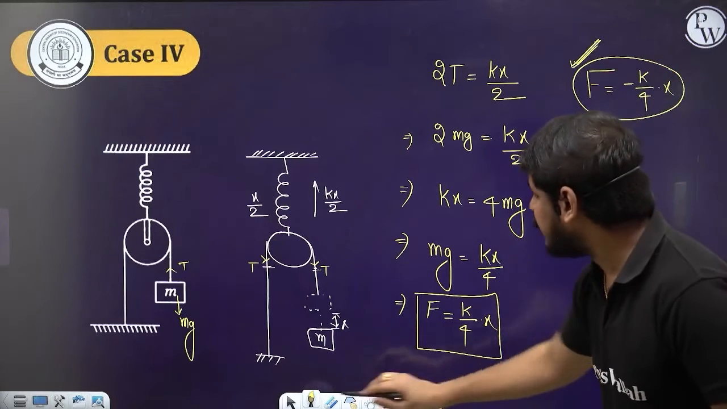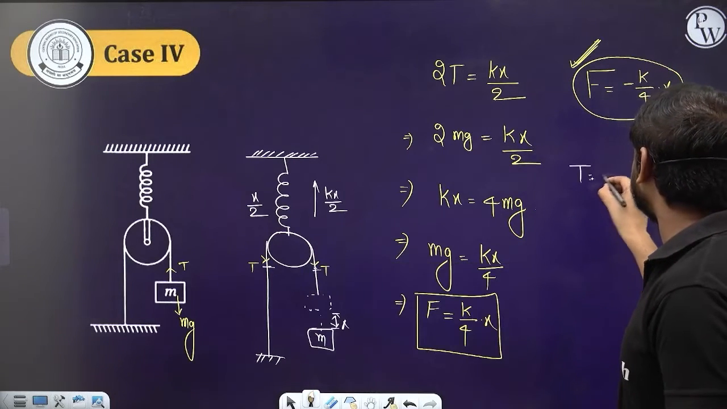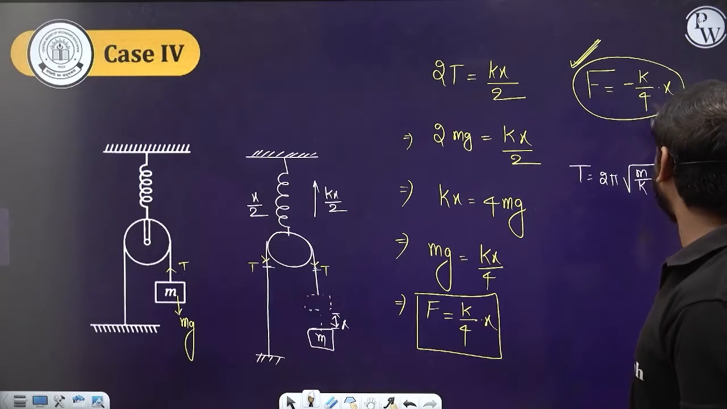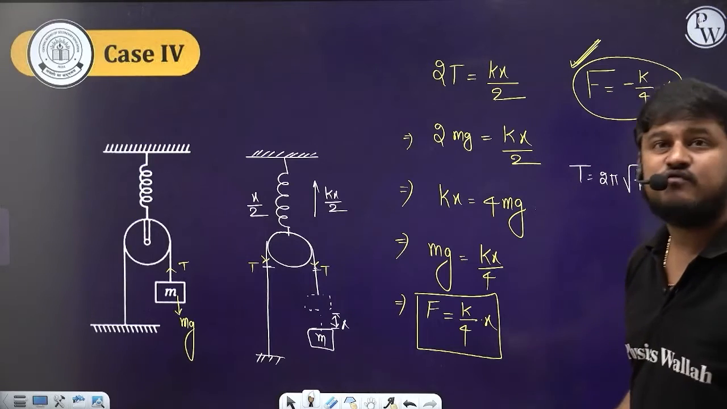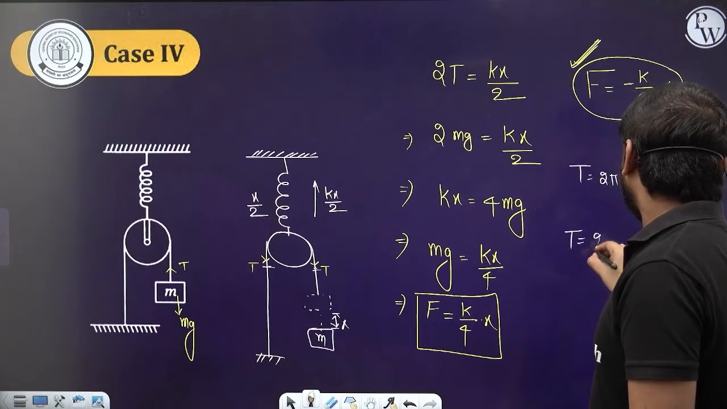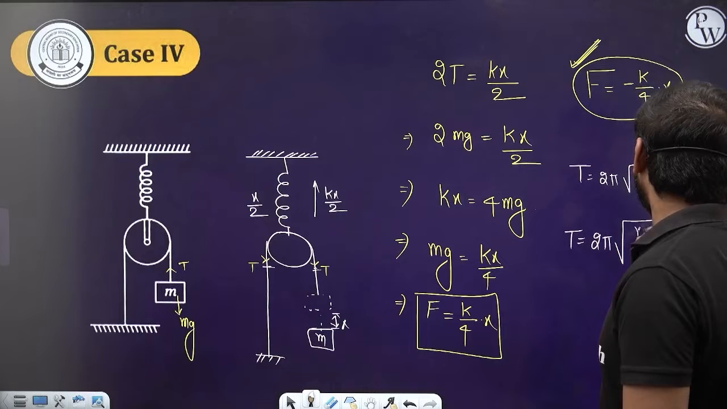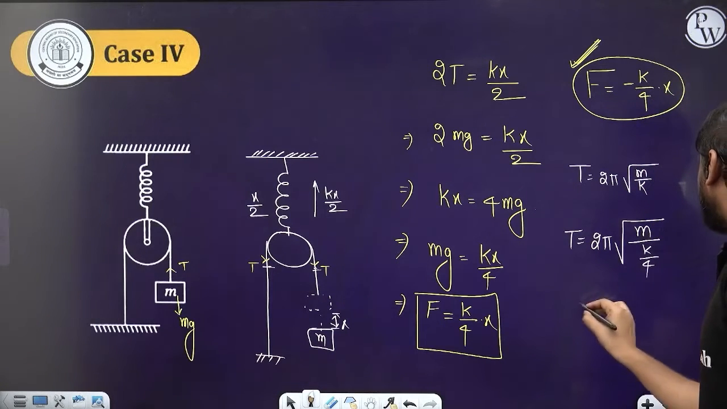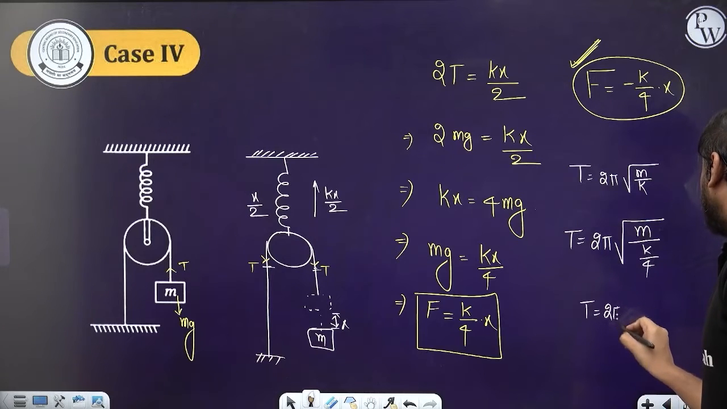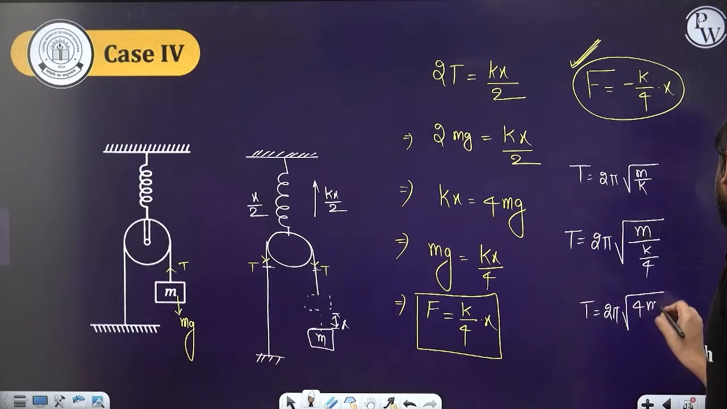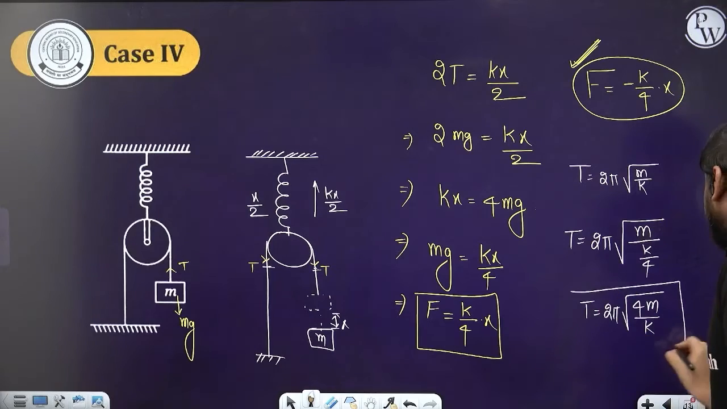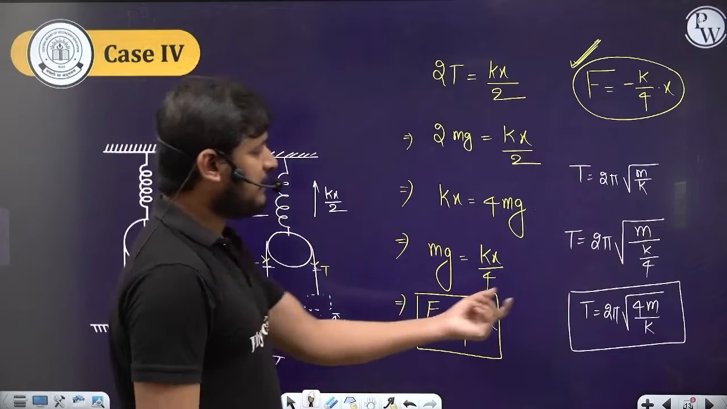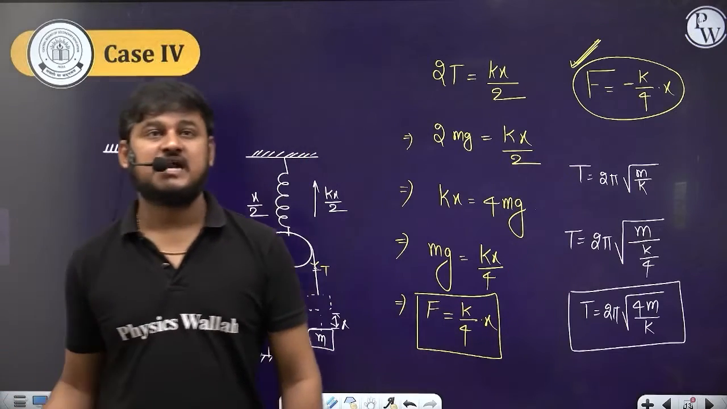Now what will the time period become? The time period is equal to 2 pi into root over m by k. So in place of k what do we have to write? K by 4 we should write. So 2 pi into root over m by, in place of k I am writing k by 4. So this k will go up. So 2 pi into root over 4m by k. So this is the time period of the special case: 2 pi into root over 4m by k. Understood guys? Everyone?